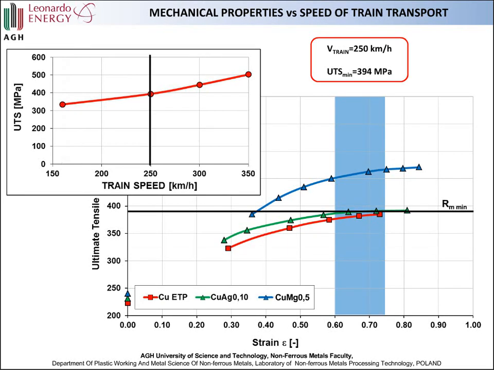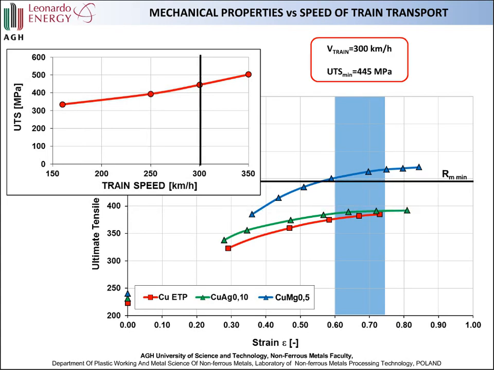With the increase of the speed of the train, now we have 250 kilometers per hour, the minimum ultimate tensile strength also increases, and calculations show that this value needs to be at the level of 394 megapascals. And we can see that in this solution and at this speed of the train, traditional CuETP copper is not good enough. The CuAg copper is actually better here and is more often used.